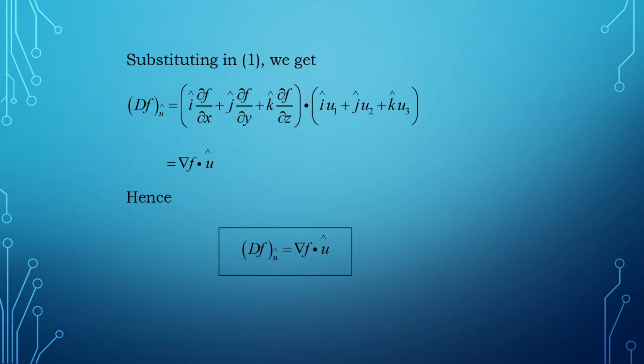So the directional derivative of the given scalar field w equal to f of x, y, z in the direction of our given vector u cap is df at u cap equals del f dot u cap.